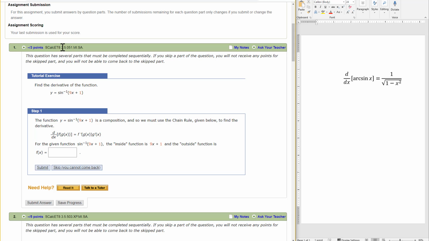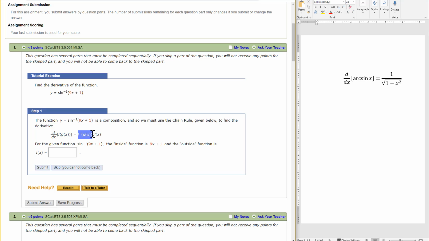This is a problem from your lab, section 3.5, number 1. We want to find the derivative of this function. This function has an arcsine or sine inverse. Y equals sine inverse of 9x plus 1. So this function is a composite of two functions, so we're going to use a chain rule.